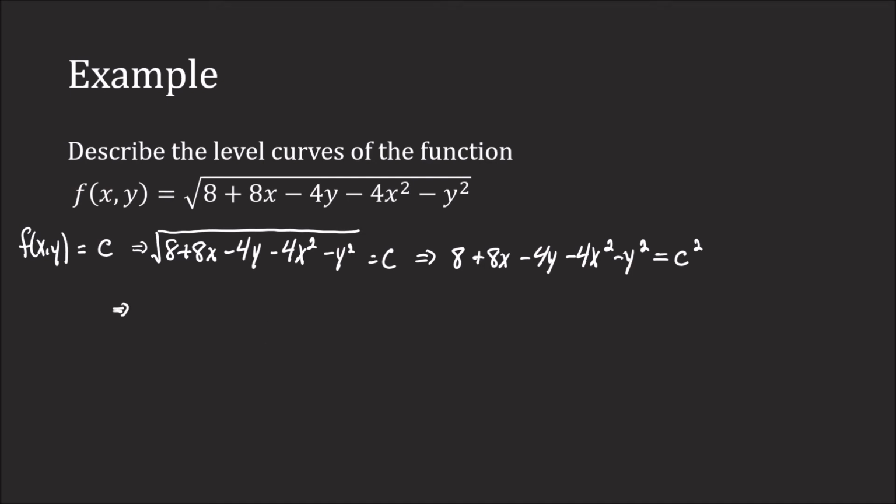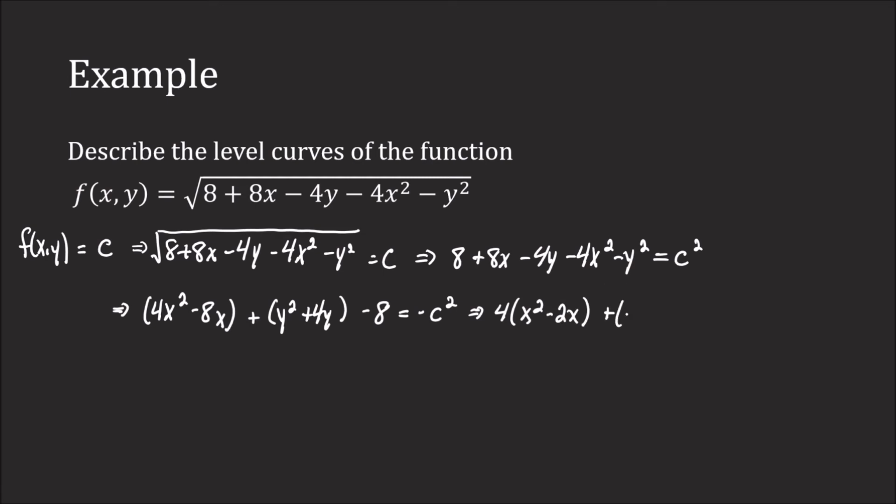Now this means, let's group things together. So I'm going to group things and also multiply by -1. So we're going to have a 4x squared minus 8x plus a y squared plus 4y minus 8 is equal to -c squared. So we can factor out that 4. So we have x squared minus 2x. We can't do anything with that second grouping. Is equal to 8 minus c squared.